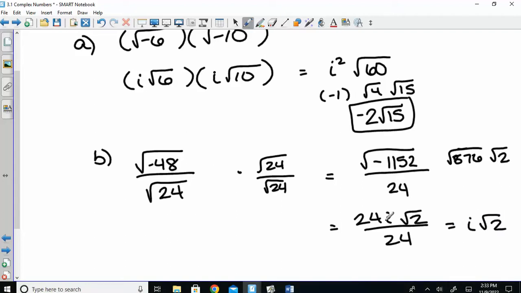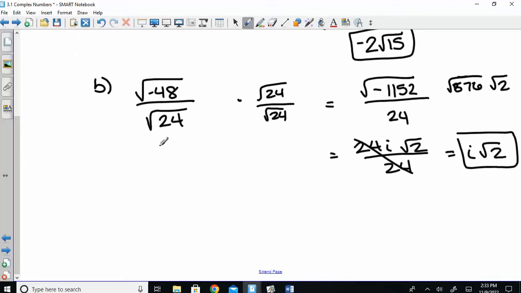So wouldn't it just be i radical 2? There's got to be a simpler way. How else could we have done it? Could you simplify it before? Both of these are under the radical, so you could reduce them. We take an i out of the top. What is 48 divided by 24?